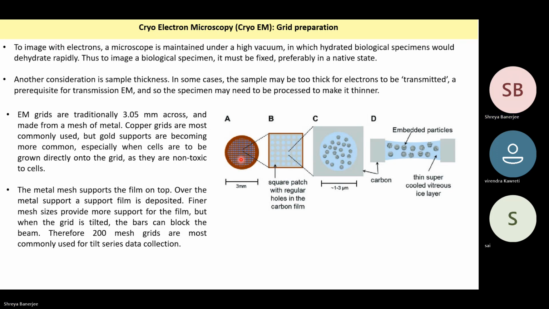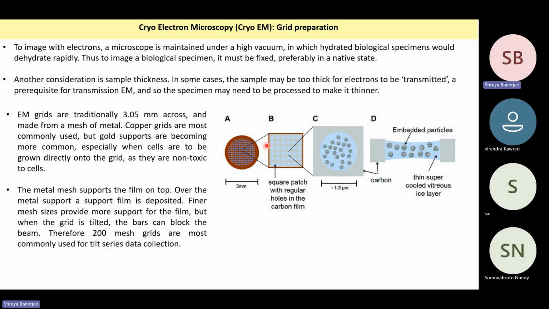So you have the metal grid. On top of the metal grid, a support film is deposited. Finer mesh sizes provide more support for the film, but when the grid is tilted, the bar can block the beam. So it has been found that the optimum mesh grid is a 200 mesh grid for data collection. Now, on top of this metal grid, you have the support film, which is generally a carbon film with regular holes where the sample can be placed. And in each of these holes, you can see the sample is placed. And the sample is basically prepared in a way we will see in the next slide.